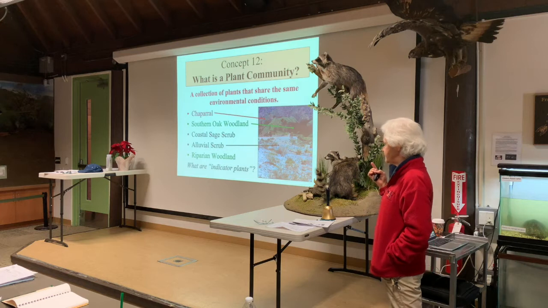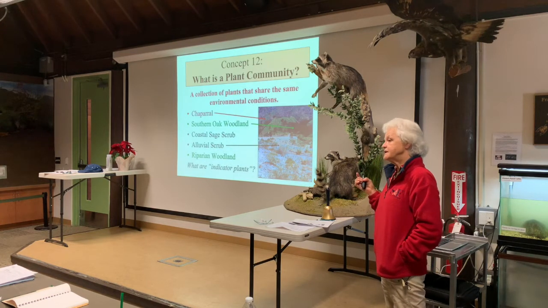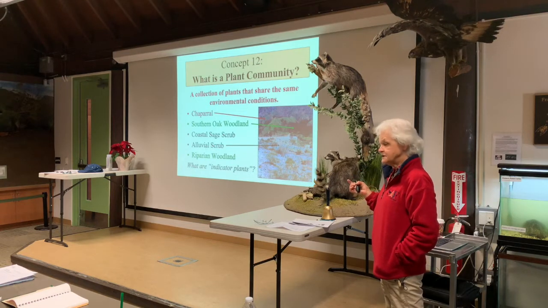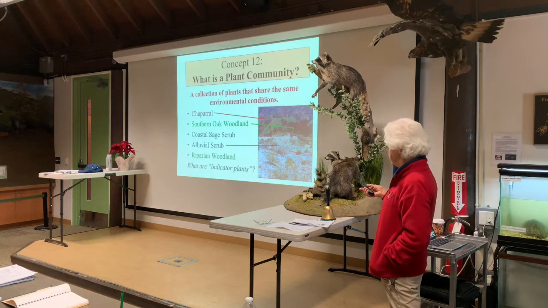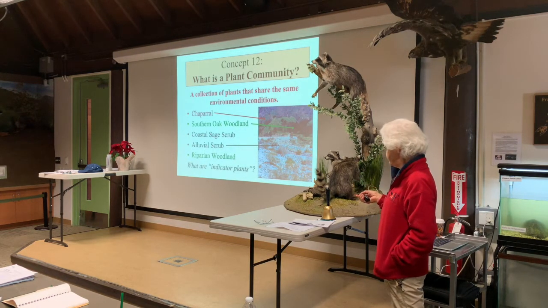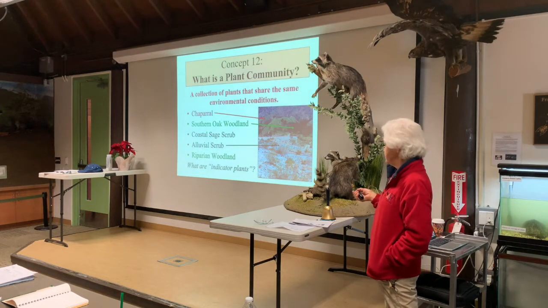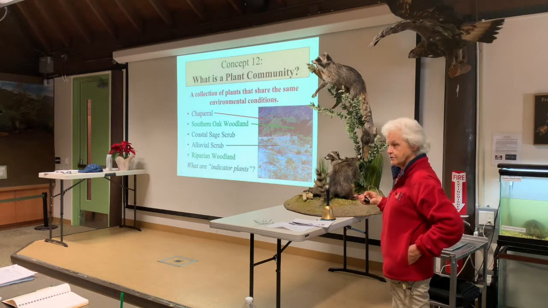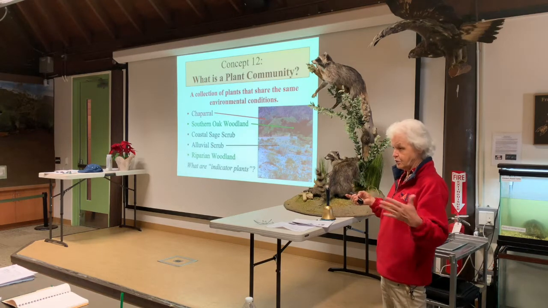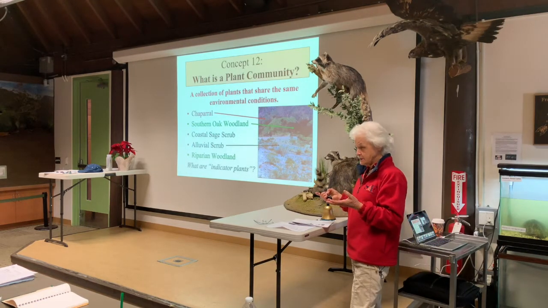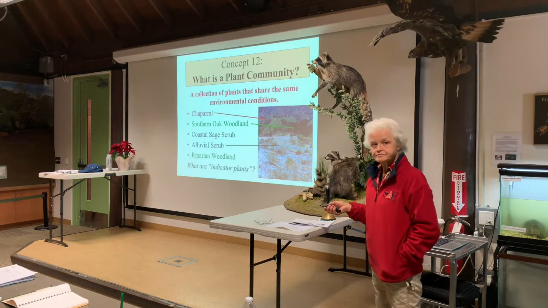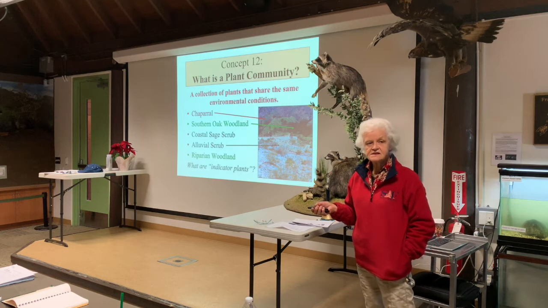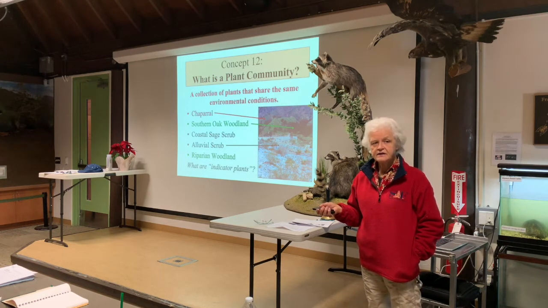Please be aware that the riparian woodland means there is water year-round. If it's not year-round, it's not riparian. Okay? You might have alluvial scrub and coastal sage scrub in those creeks that have water only in winter. A riparian area could have underground water. It may not necessarily be on the surface, but it has to be there and available to the trees.